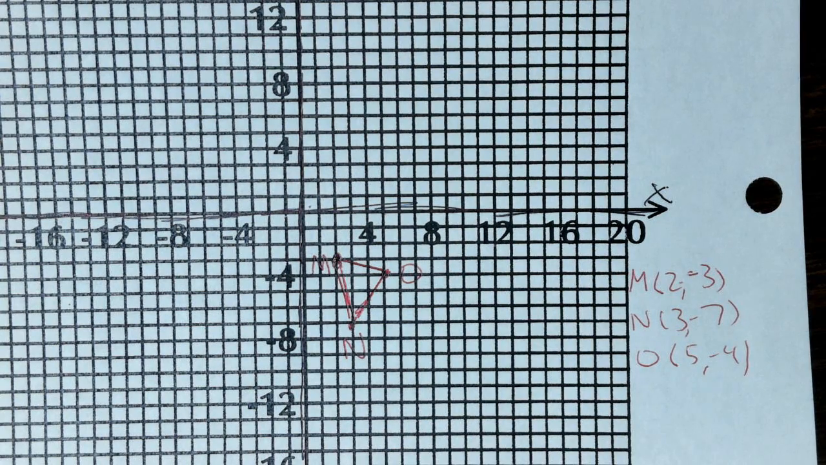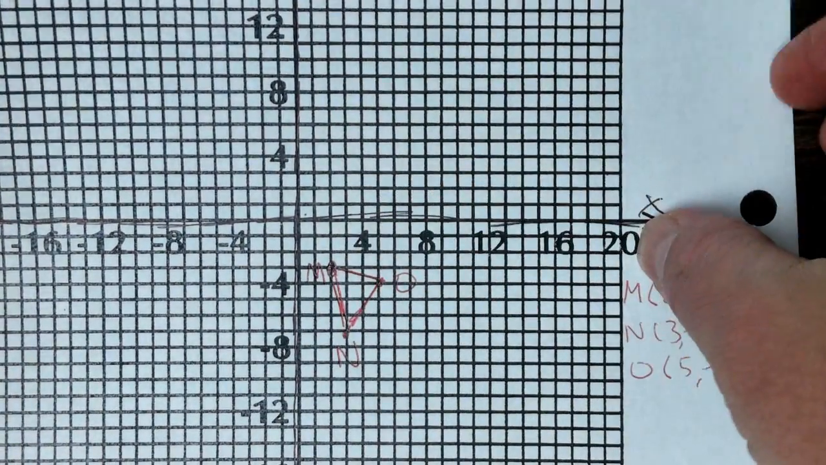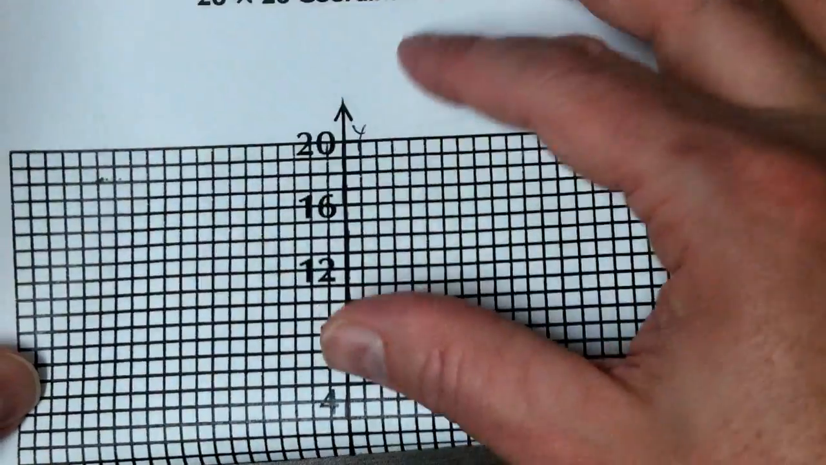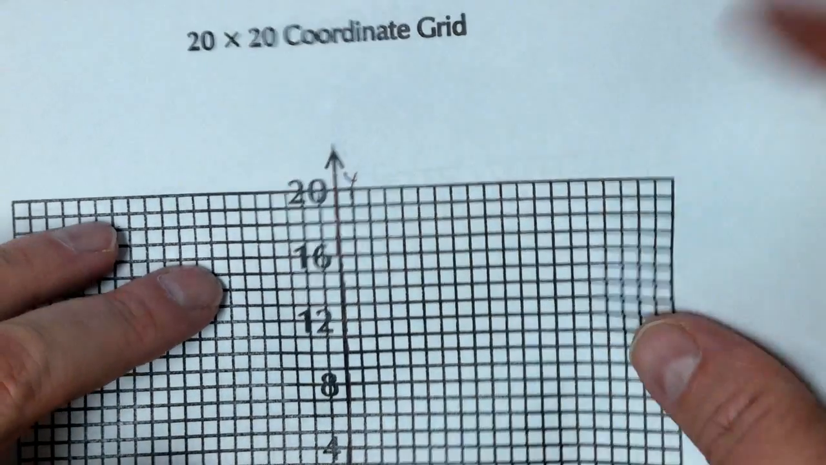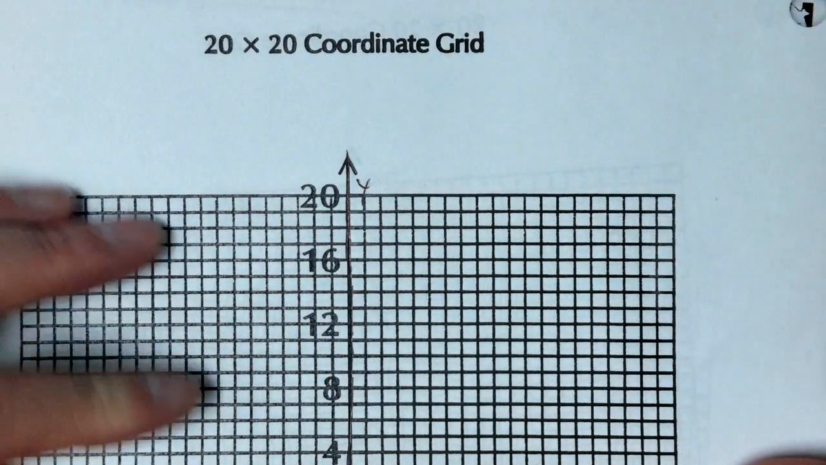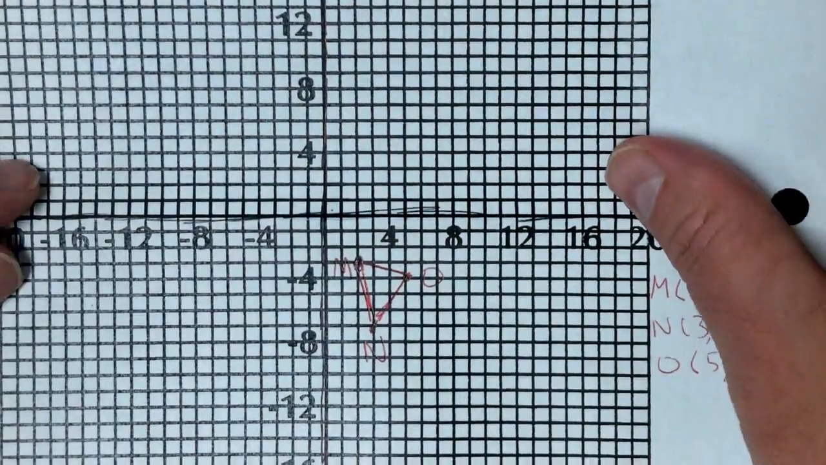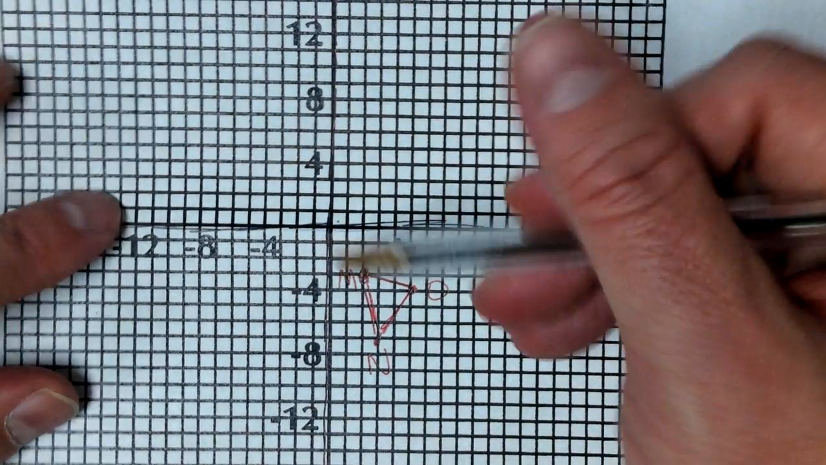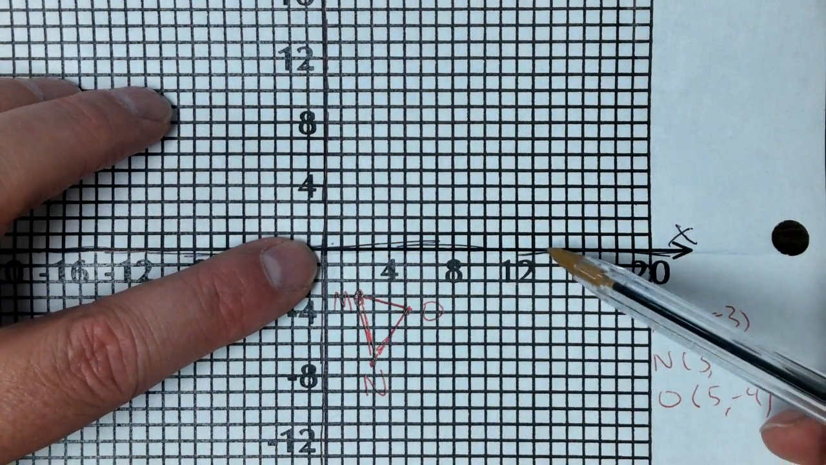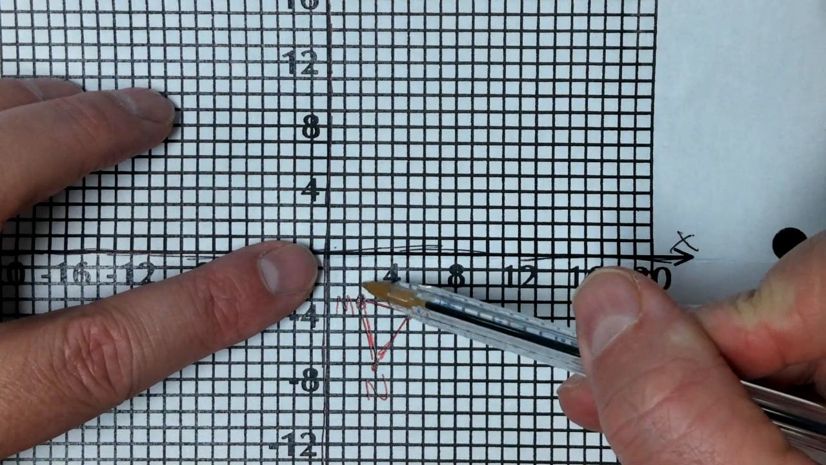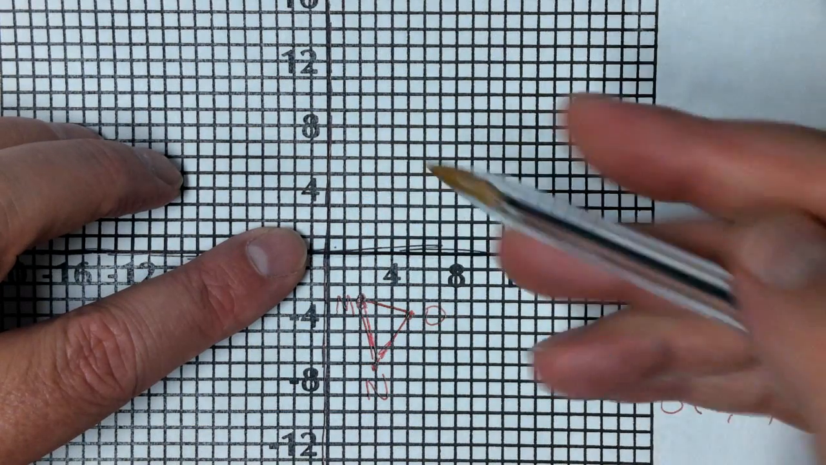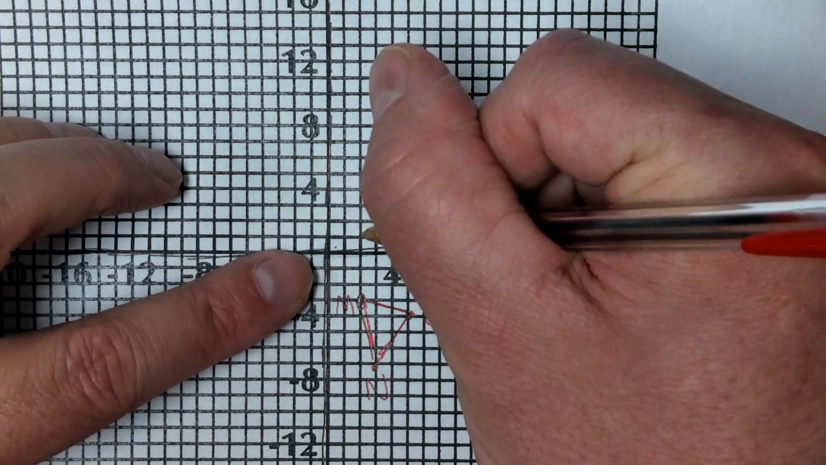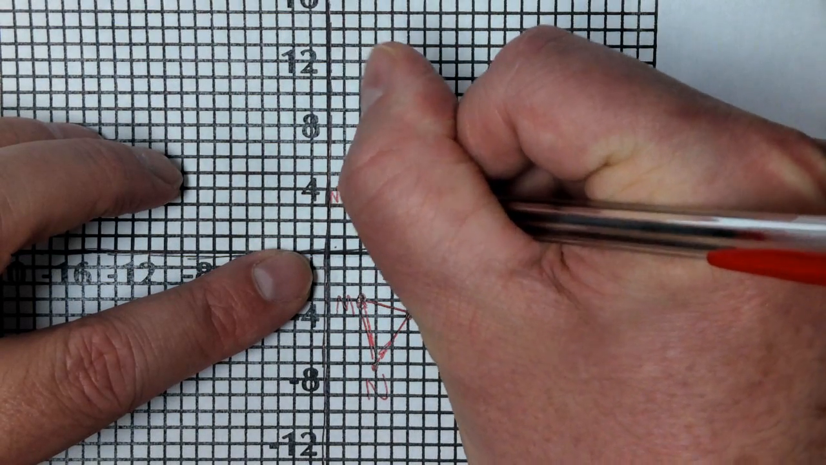The next step is they want to reflect across the x-axis, and so what they want you to do is fold your paper along the x-axis. And so then count from your line of reflection, which in this case is your x-axis. So if you're going 1, 2, 3 units down, then we're going to go 3 units up. 1, 2, 3. And let's call that M prime.